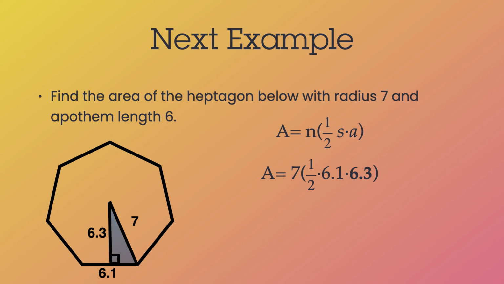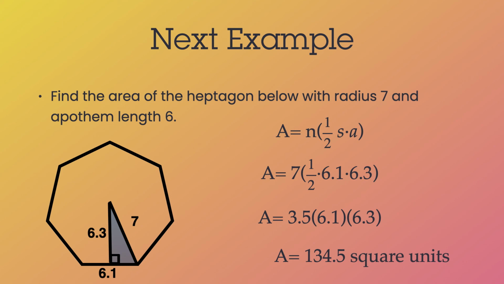So again, I like to multiply out the 1/2 first, so that gives us our 3.5. Then when you multiply all 3 of those numbers together, we get 134.505. Then we will round to the nearest tenth for our final answer and throw our units on there. Since this was area, it's square units, and there we go, 134.5 square units.